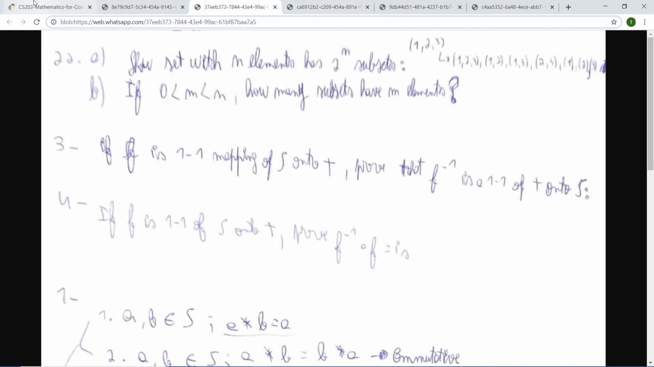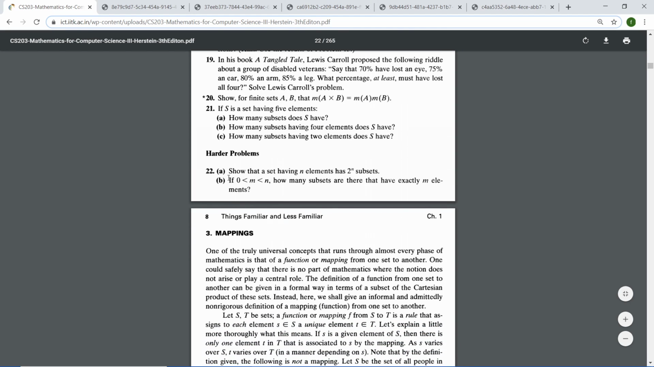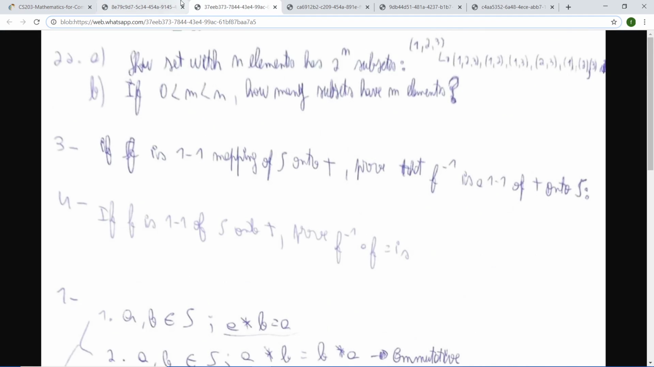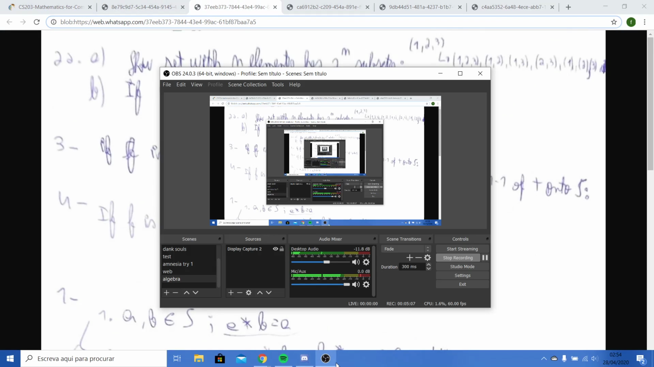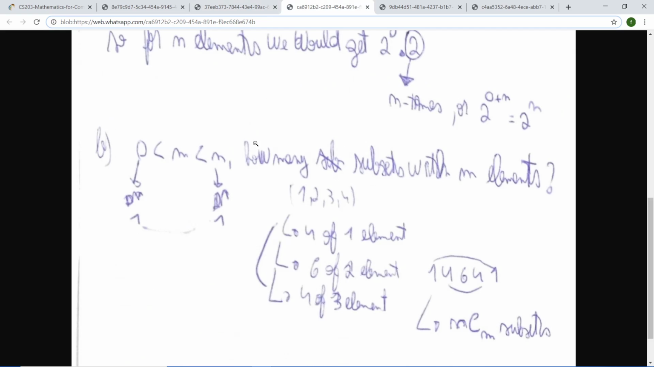So the next exercise is how many subsets are there that have exactly m elements. Let me check. I don't want to make this too long. Okay, this is already 5 minutes. I'm going to speed this up a little bit.